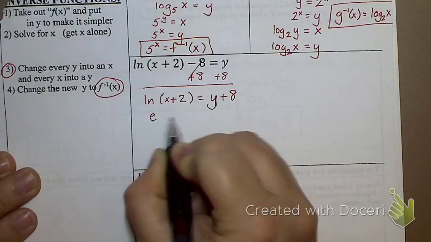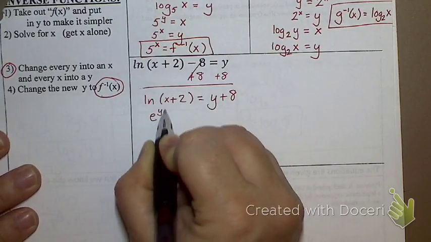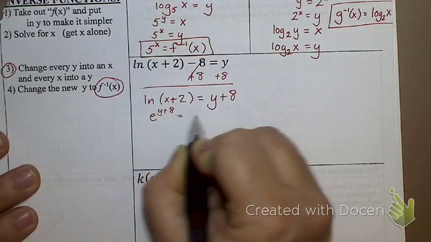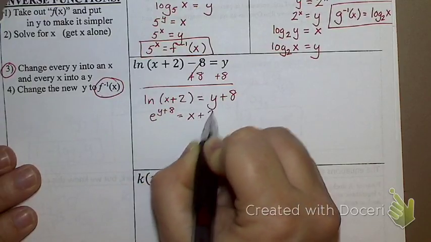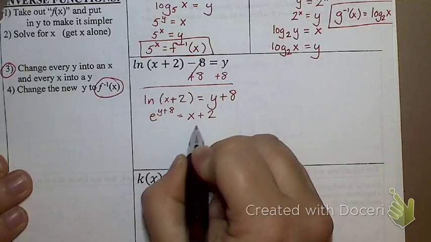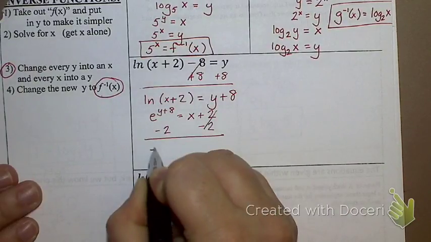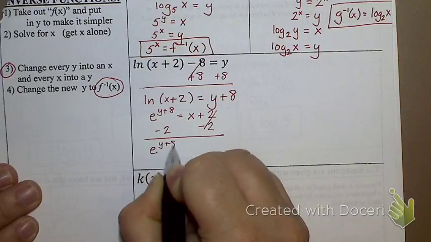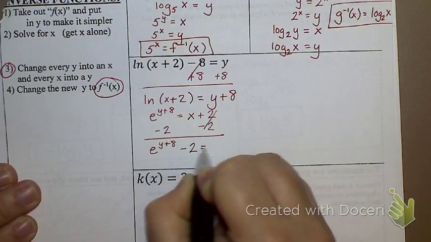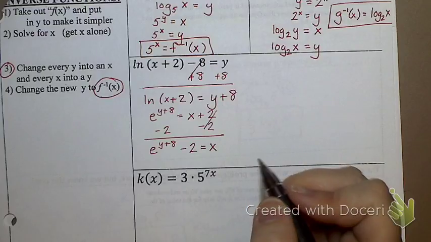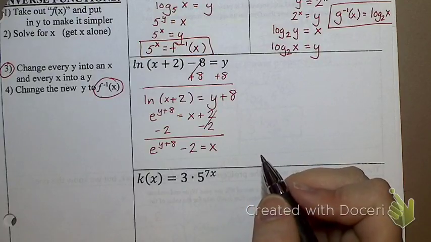So what is my base for exponential form? E. What's my exponent? Equals. Is x by itself? Almost. Subtract 2. I get e to the y plus 8 minus 2 equals x. That process is kind of similar to what we had to do when we were graphing, isn't it? All right, so that was the end of step 2. I got x alone. So now what?